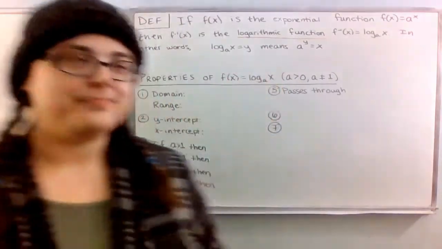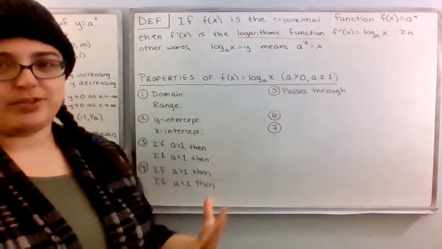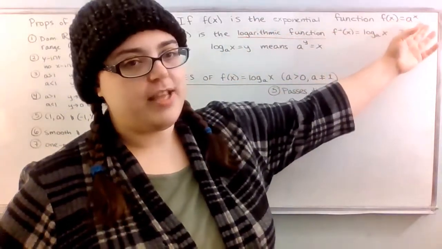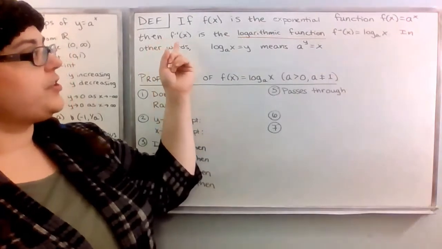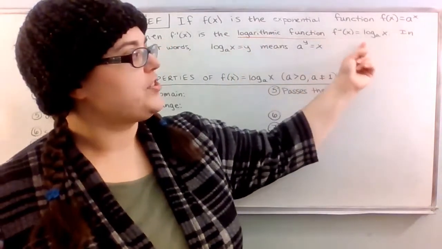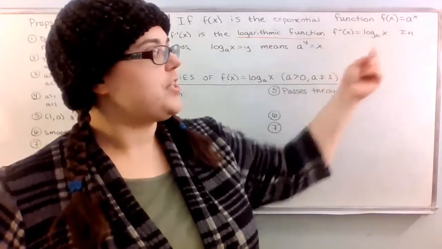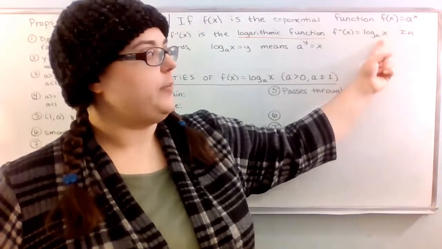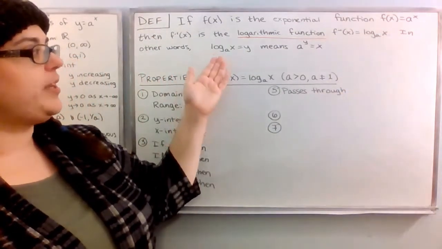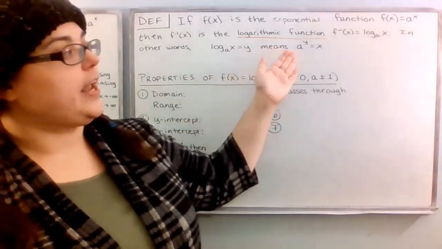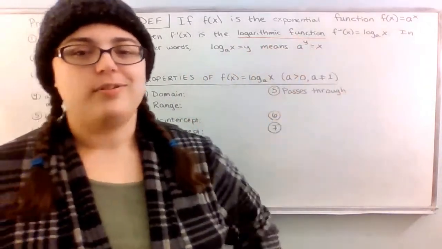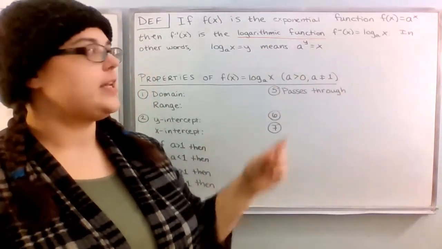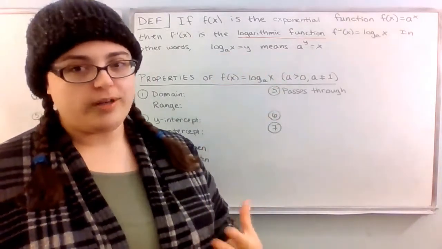So let's get started. For our definition, we're going to use that inverse as our inspiration. If I have an exponential function, f of x equals a to the x, then its inverse is the logarithmic function, f inverse is log base a of x. Just like the a is the base in the exponential expression, the a is the base in the logarithmic expression as well. In other words, log base a of x equals y means a to the y equals x. Now, you want to make sure that you're remembering this relationship and you're remembering the three components, the a, the x, and the y, and how they all work together.